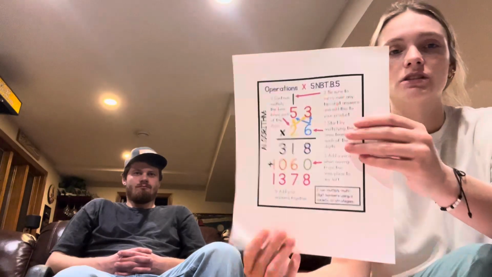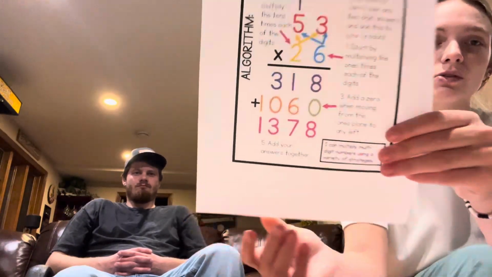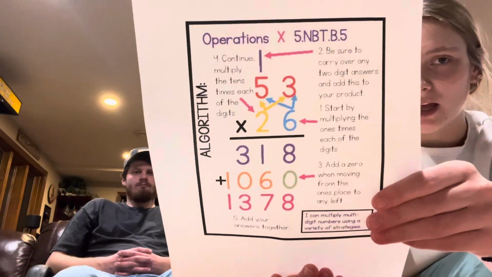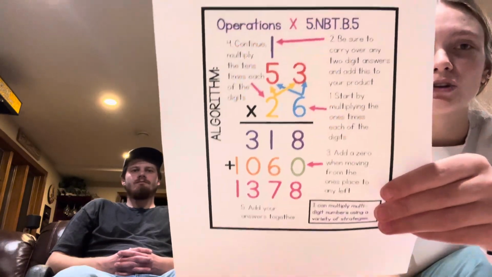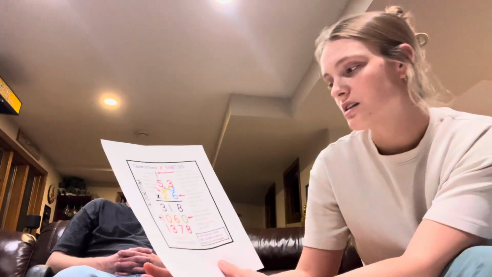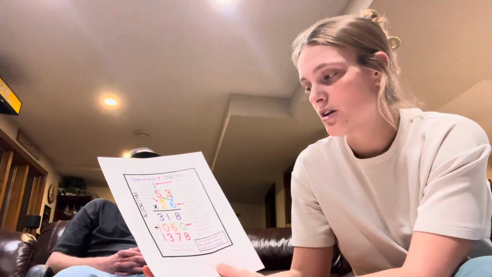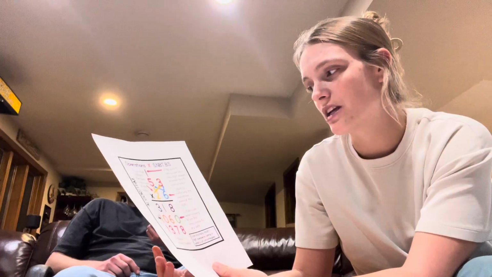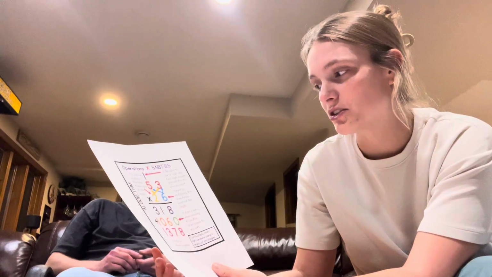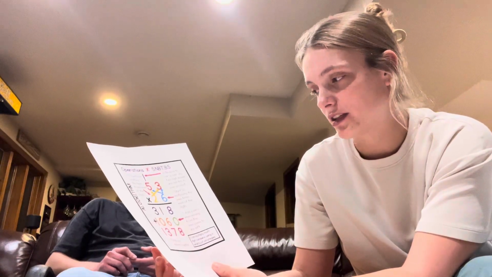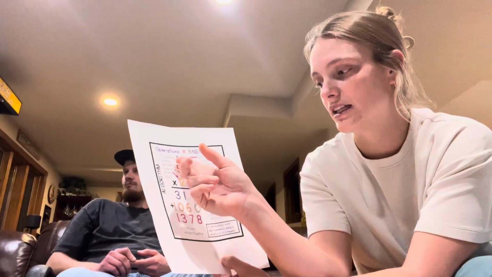We will also have the operations on here. So this is showing the students how to multiply. And it shows a bunch of arrows. So number 1 says start by multiplying the ones times each of the digits. So it'd be 6 times 3 and 6 times 5 in this example. Then 2 says be sure to carry over any 2-digit answers and add this to your product. Just like they did there.